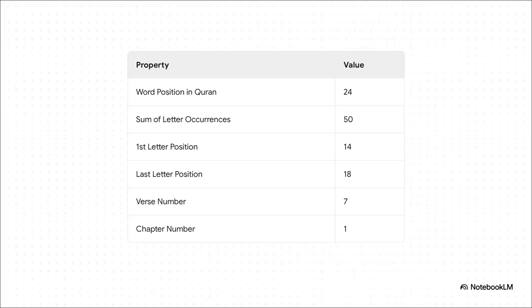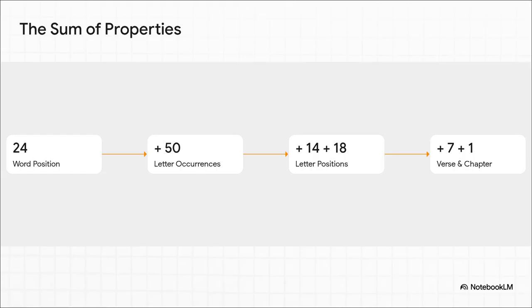alayhim. First off, its position in the Quran is 24. Next, for every letter in that word, we count how many times it has appeared so far in the text, and when you add all those counts up, you get 50. Then, the word's first letter is the 14th of its kind to show up, and the last letter is the 18th of its kind. And finally, its location. It's in verse 7 of chapter 1. Remember, these are all just hard, verifiable facts from the text. Okay, so what happens if we just add these properties together?